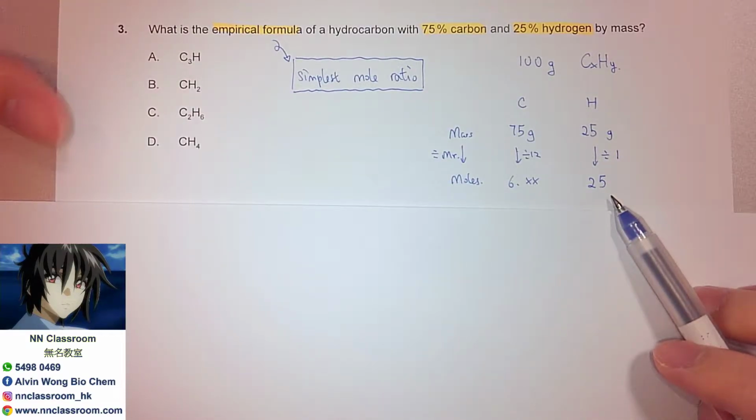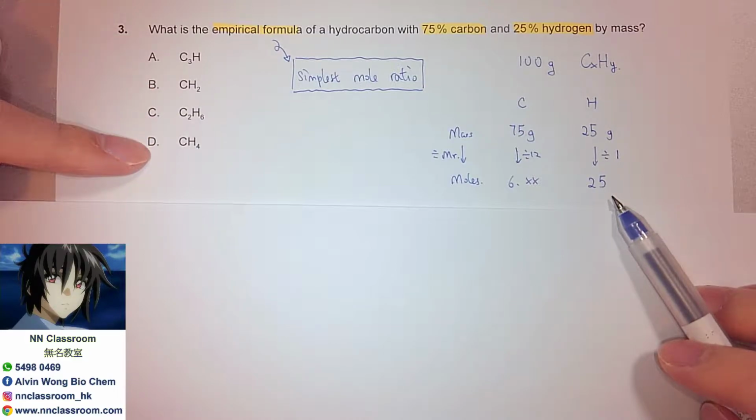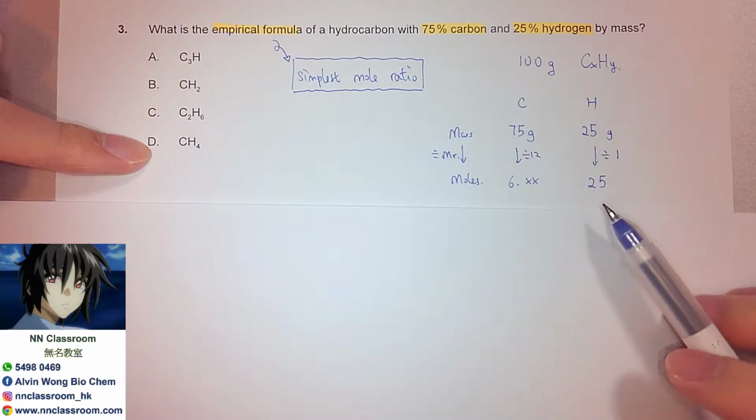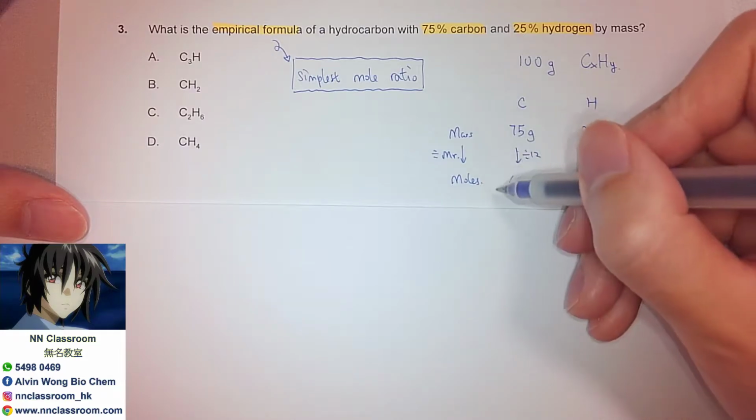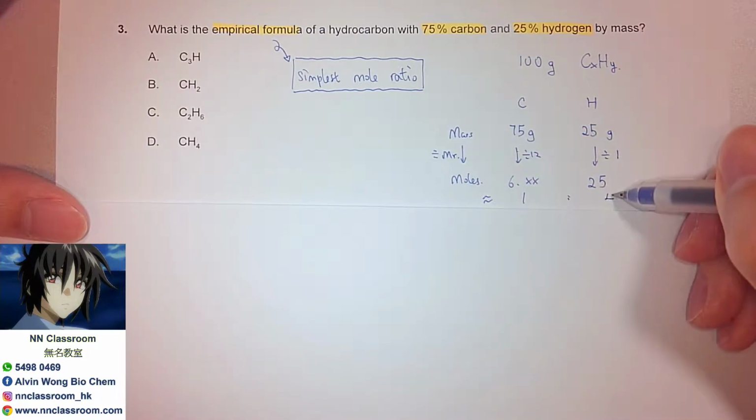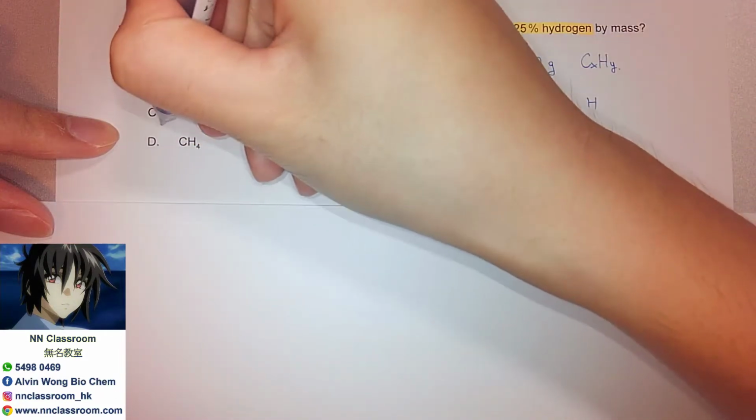And at the end, what do we do? We simplify it, right? And according to all those calculations, the mole ratio closest will be around 1 to 4. So obviously the answer is going to be D.